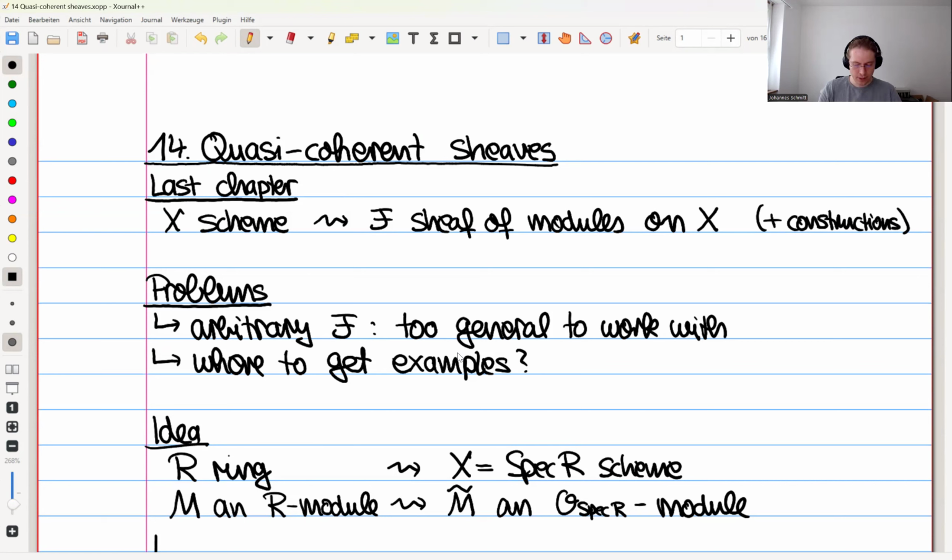And the idea generalizes something which we have already seen, namely we saw that when R is a ring, then we got this nice space, X equals Spec R, an affine scheme. And now the idea is we just take the theory of modules, so let M be an R-module, then we will get from this a sheaf M tilde, which is an O_{Spec R}-module. So this generalizes this construction of starting with something in commutative algebra and getting some more geometric data from it.